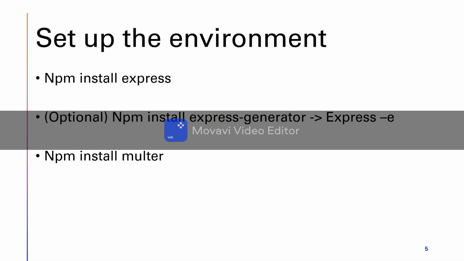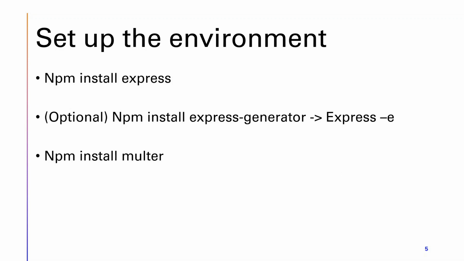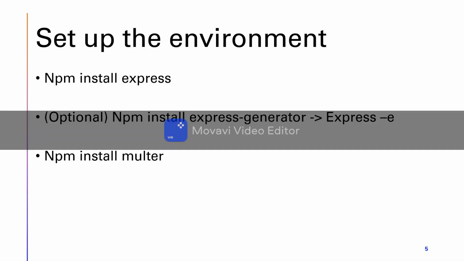So to set up our environment, we'll first need Express. You can do this easily by doing npm install express in your terminal. Another optional thing you can do is npm install express-generator, then run express -e. That will install your Express environment with EJS templates, which is what I did in my tutorial. And you will also need to npm install multer.